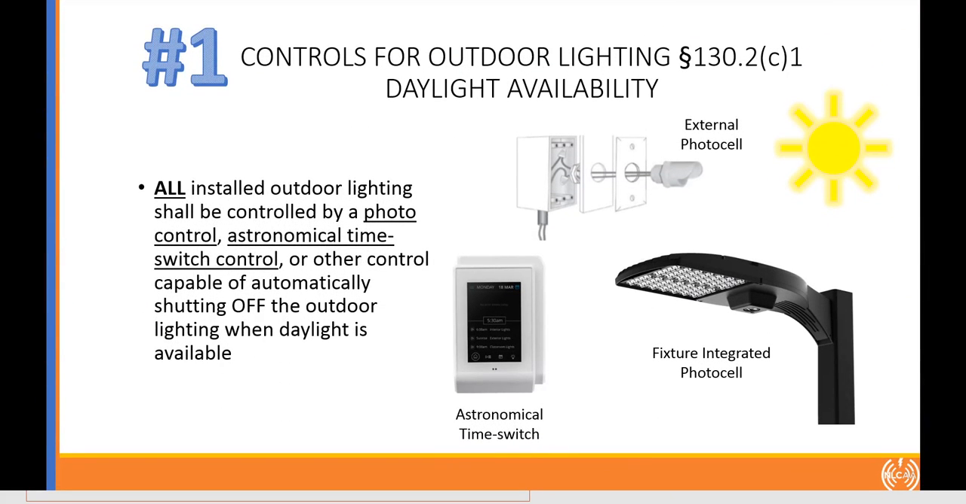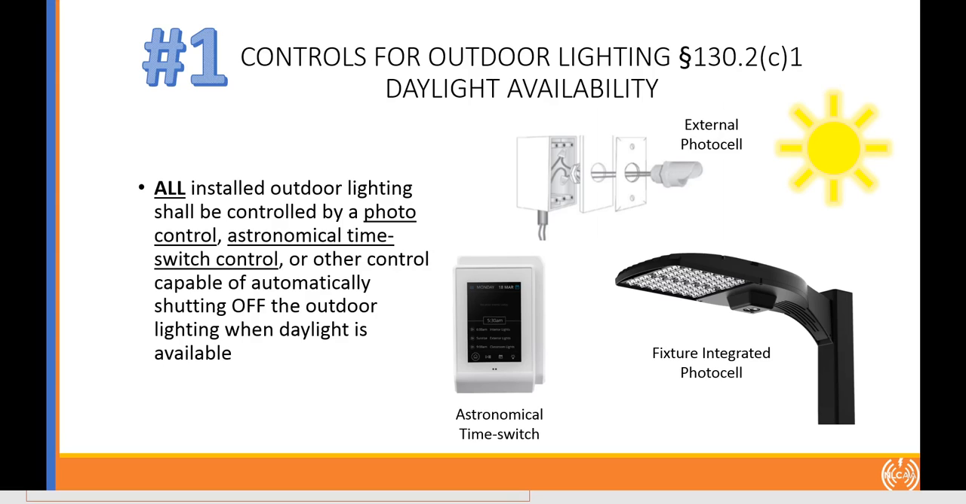All right, so assuming we did not meet any of the two exceptions in the previous slide, our project continues to move forward here. We need to follow this first requirement. And this first requirement is all about daylight availability. You can see here we got some images. The sun is out. When the sun is out, exterior lights shall not be on. And how do we make sure that these lights are not on when the sun is out? Well, we could either use a photocell, or they call it photo control in terms of code. We could use a photocell that's external to the fixture, or it could be a photocell that's integrated into the fixture. Both options I've seen on projects.